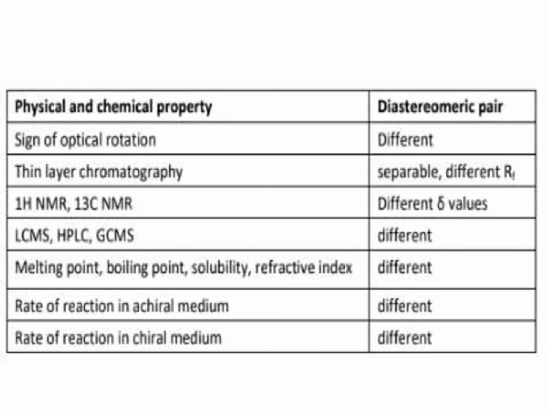They can be isolated. There is a difference in LCMS, HPLC, GCMS, and they have different melting point, boiling point, solubility, and refractive index. The rate of reaction in chiral medium and achiral medium is also different for a diastereoisomeric pair.